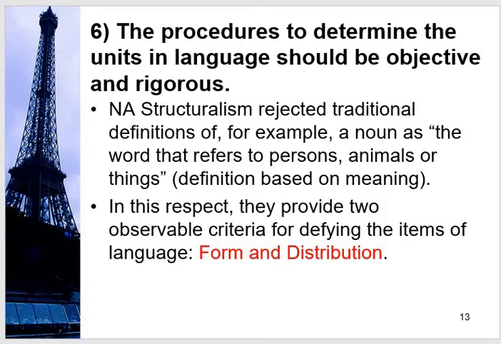The procedures to determine the units in language should be objective and rigorous. North American structuralism rejected traditional definitions of, for example, a noun as the word that refers to persons, animals, or things. Modern structuralists don't accept a definition of a noun as it has been mentioned in traditional grammars.